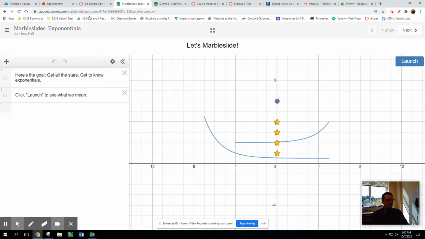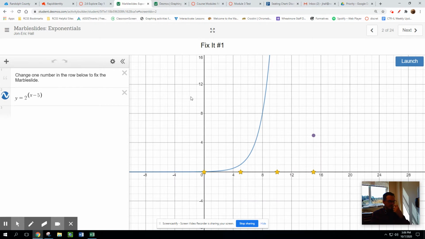So what we're trying to do again is get all the stars, get to know the exponentials. Click launch to see what I mean. Here we go, launch, boom. And again, boom, we got them. So somehow we need to maneuver these things around so that we're able to get the marbles and the stars. So what we want to do is move this so that we can get all four of these stars. So change one number in the row below to fix the marble slide.